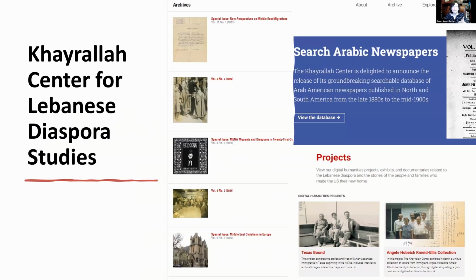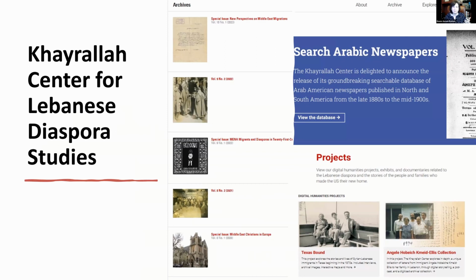Khayrallah Center, as I said, they just redid their website. It's great. They have the archives very clearly shown, where you can search or again flip through it. They have Arabic newspapers, Arab American newspapers, including newspapers from North and South America, from, I believe, the 1800s on. And so again, that's a place where you could find information.